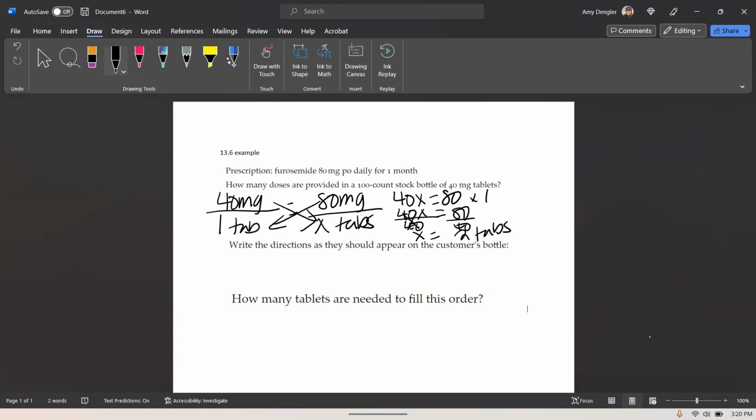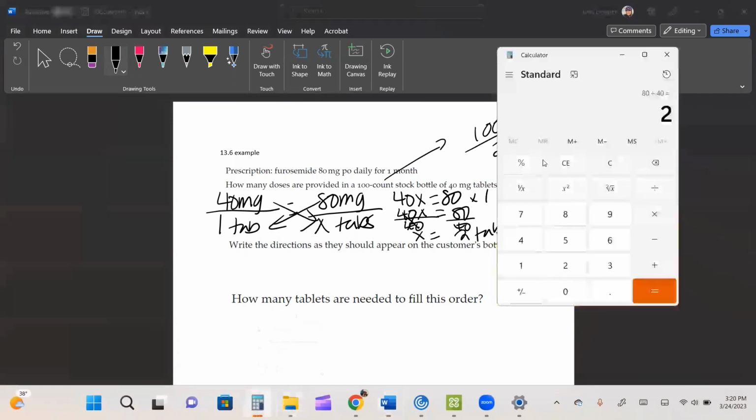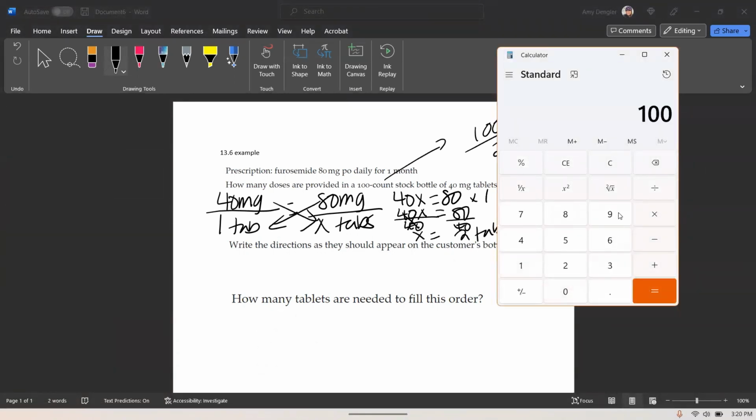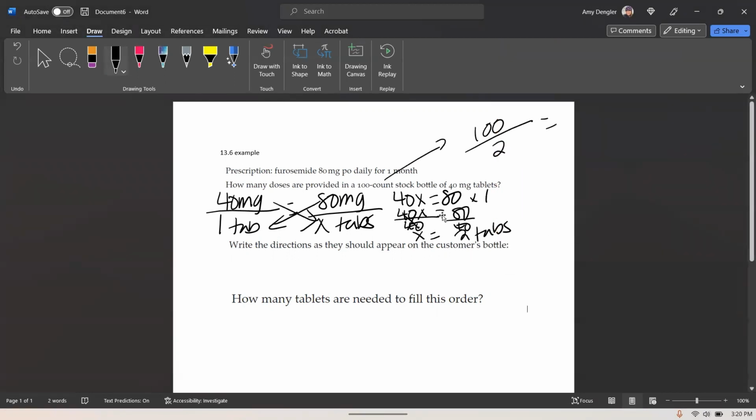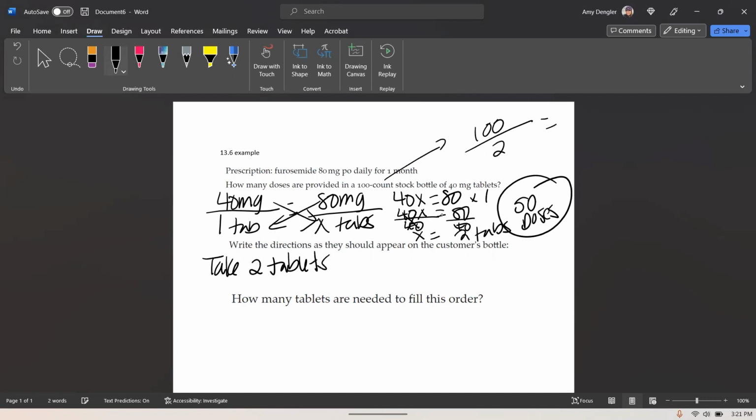And then we want to find out how many doses are in a 100 count stock bottle. So we would do 100 over 2, so 100 divided by 2. The 2 is from how many tablets they need to get up to the 80 milligram dose. And that would be 50 doses. And write the directions as they should appear on the customer's bottle. Take 2 tablets by mouth daily.